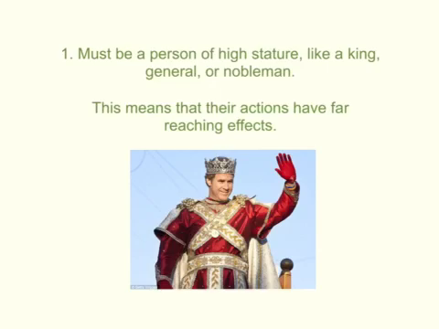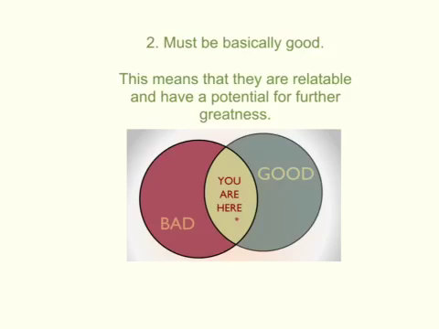First, a Shakespearean tragic hero must be someone of repute, someone with power and far-reaching influence. This means that when they face their inevitable downfall, it also affects those around them greatly. Second, a tragic hero in Shakespeare's writing is basically good. They are relatable to a modern reader and potentially have the ability for further greatness. They certainly aren't perfect, but they are not entirely bad.